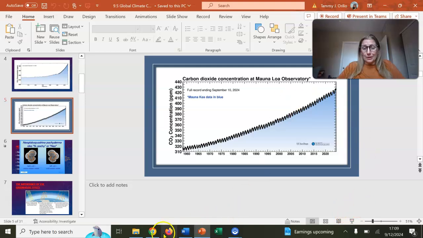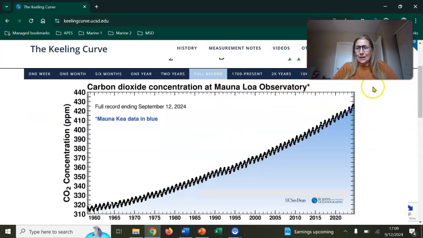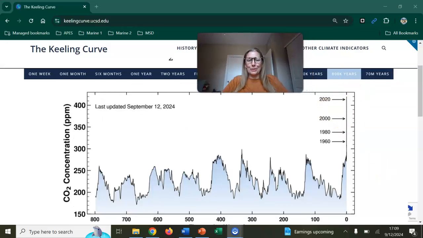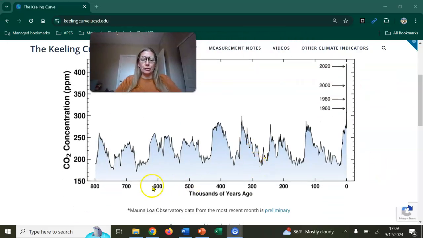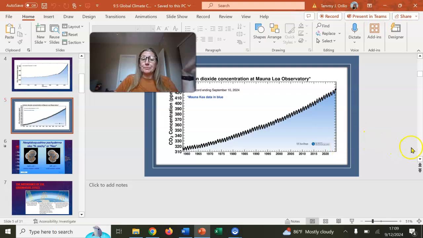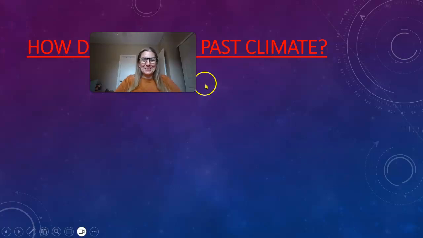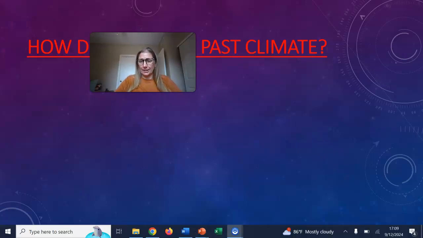So, I'll go back to the Keeling curve for a second. How do we know what things looked like 800,000 years ago, when there clearly were no humans around? How are we able to know how much carbon dioxide there was in the atmosphere? Well, we use something called proxy data.